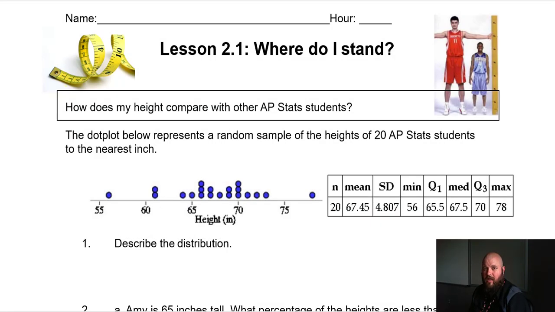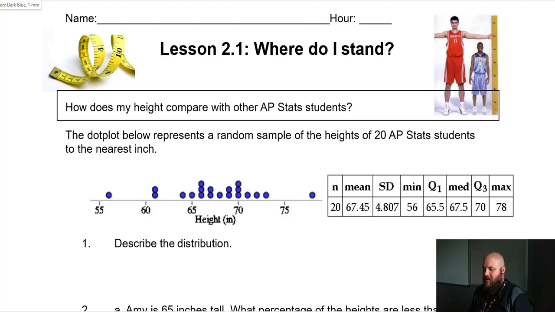All right, so today we're going to cover 2.1, and we're going to start out by talking about percentiles. So we're going to look at this, and we're going to take the start of this, so where do I stand? So how does my height compare with other AP Stats students? So the dot plot below represents a random sample of heights of 20 AP Stats students to the nearest inch.